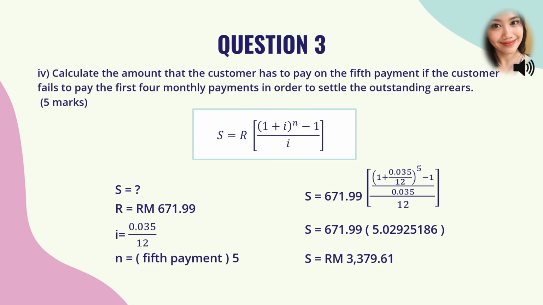So after calculating all the numbers in bracket, S equals 671.99 in bracket 5.02925186. And the final answer is S equals 3,379 ringgit 61 cent.